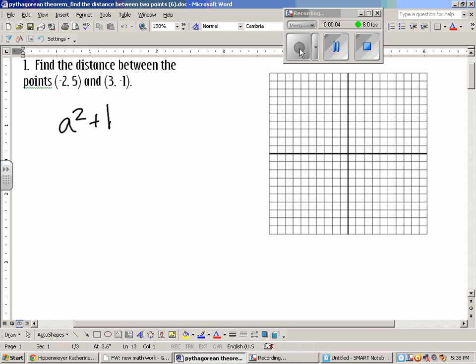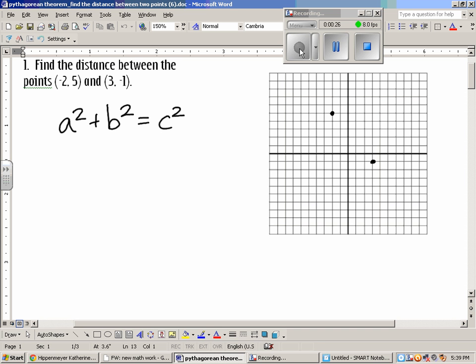In this video, we're going to use the Pythagorean Theorem formula to find the distance between 2 points, and we're also going to apply the distance formula. Let's start with the Pythagorean Theorem method. So to do that, we need to graph (-2, 5) and (3, -1).